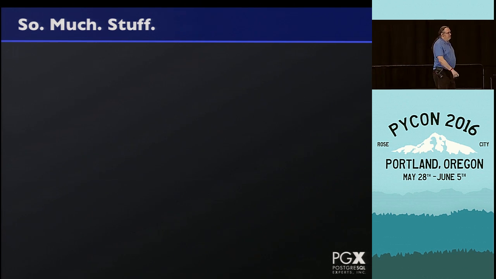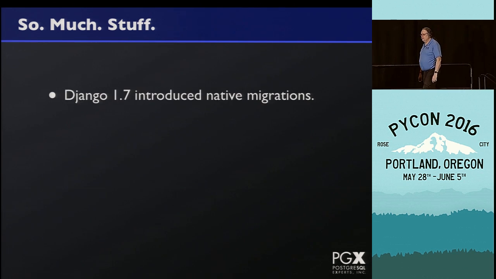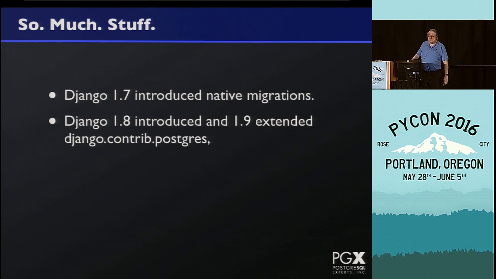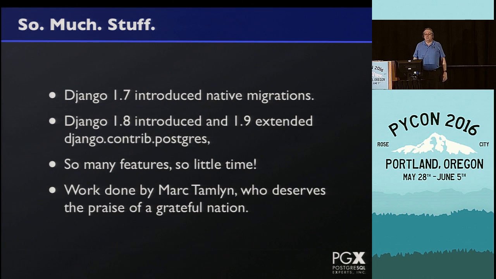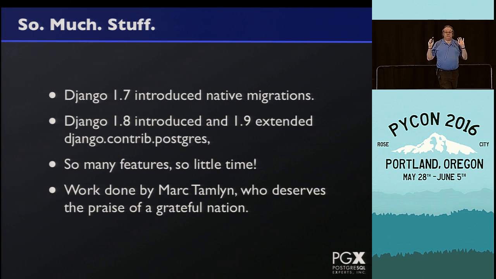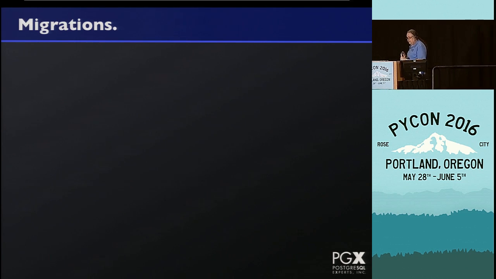There's so much stuff that we could potentially cover in this. Django 1.7 introduced native migrations, and 1.8 introduced and 1.9 extended django.contrib.postgres, which is mostly what we'll be talking about this afternoon. A lot of features, but the first thing I want is everyone take a moment to thank Mark Tamlin, who deserves the praise of a grateful nation for implementing most of these features. He did wonderful, wonderful work on this.